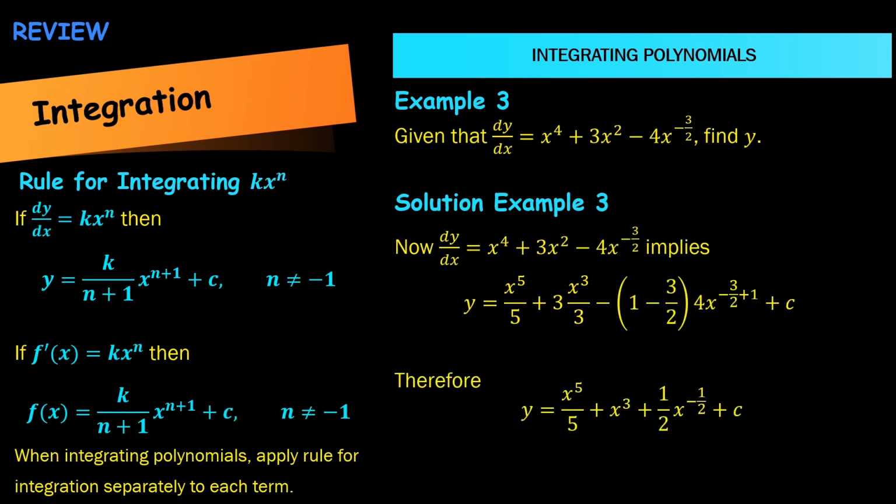which tidies to x to the 5 over 5 plus x cubed plus a half times x to the power minus a half plus c.